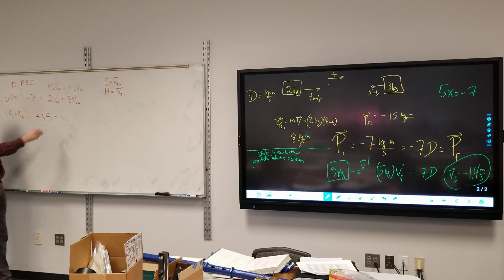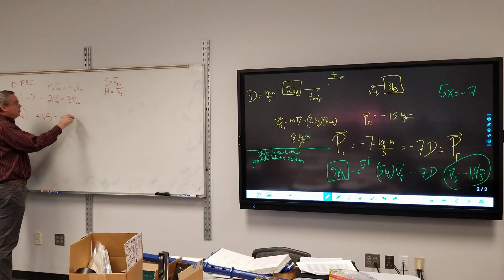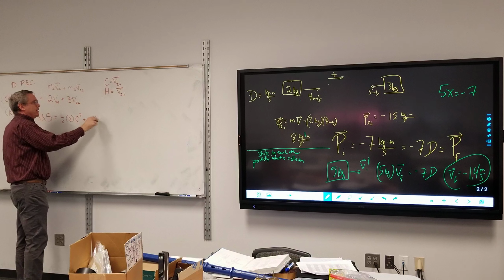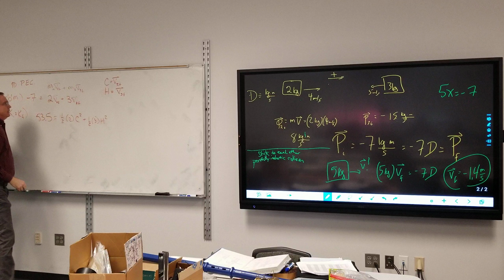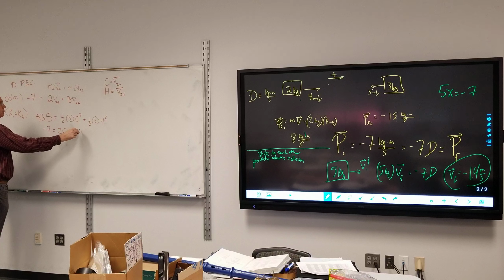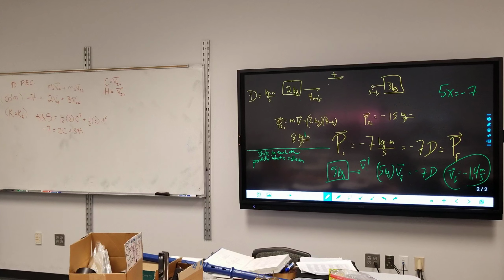My final kinetic energy is gonna be 1/2 times 2 times C squared plus 1/2 times 3 times H squared. Writing the first one in the same notation, you got -7 is equal to 2C plus 3H. The more subscripts I write, the more apt I'm to make a mistake. That's why I do the substitution. 2 equations, 2 unknowns.